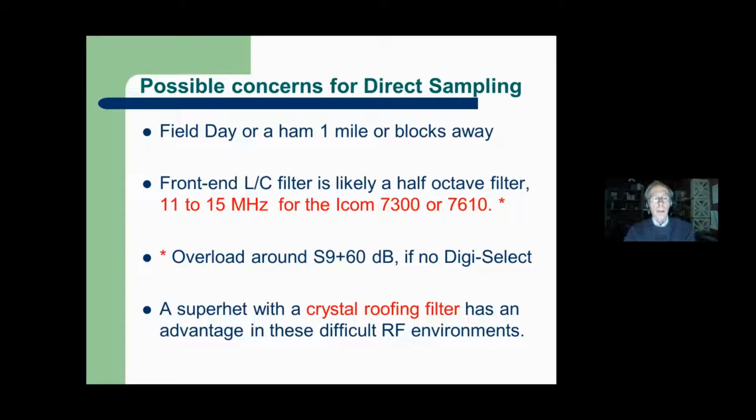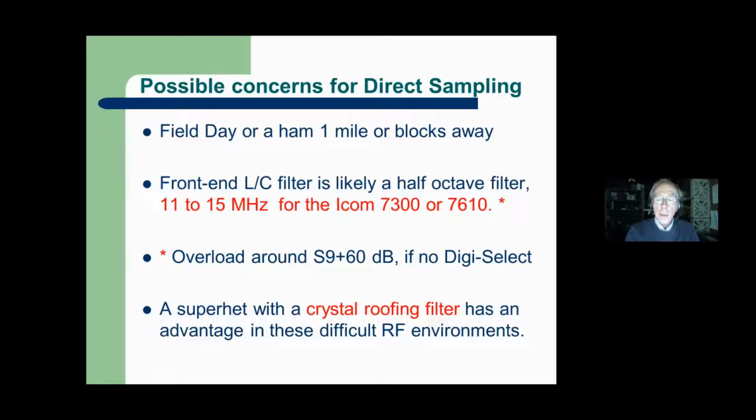The other thing that is more of an issue really in Europe on 40 meters, is what does the ADC have to look at for a direct sampling radio? Because it doesn't have a roofing filter by definition. It's got an LC filter, typically a half octave. And the half octave has been around since we first started getting the general coverage receivers. So like on 20 meters, 11 megahertz to 15 megahertz, there are a lot of commercial stations in there. It can be quite strong.